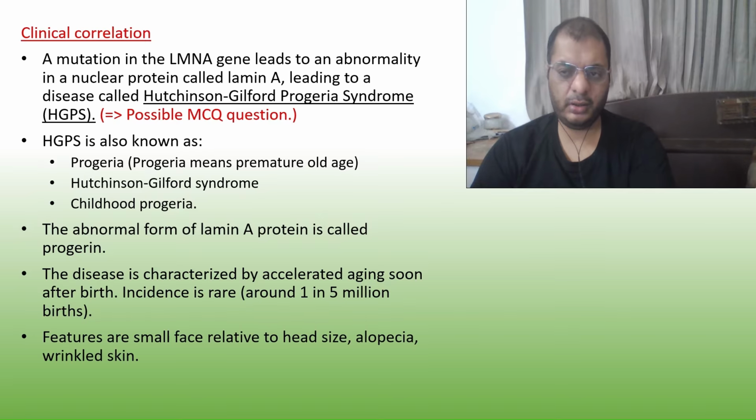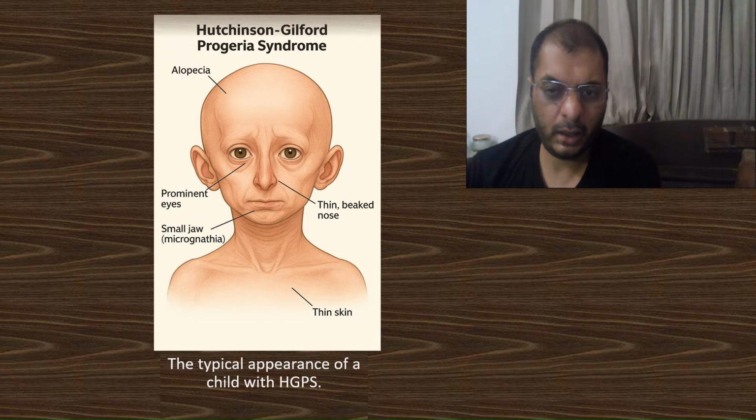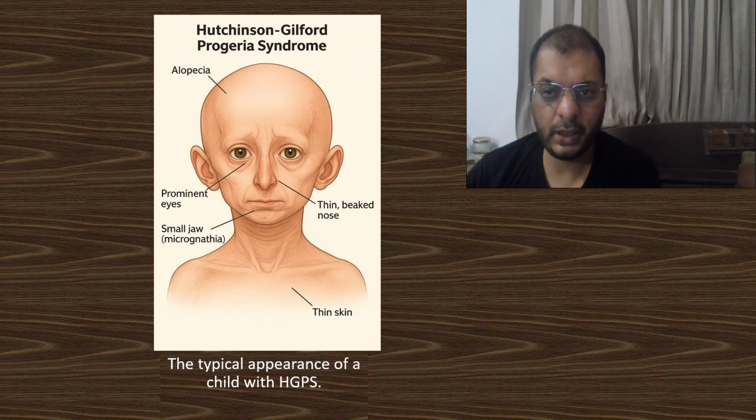Typical features of HGPS are a small face relative to the head size, loss of hair, wrinkled skin, etc. Unfortunately, this disease is invariably fatal, and death of the affected individuals occurs in the teenage years due to cardiovascular complications like myocardial infarction or stroke. Here you can see a generic and very archetypal image of a child with HGPS. You can see some of the typical features such as the large head and the face, which is small relative to the size of the head, the hair loss, the wrinkled skin, and also some other features.